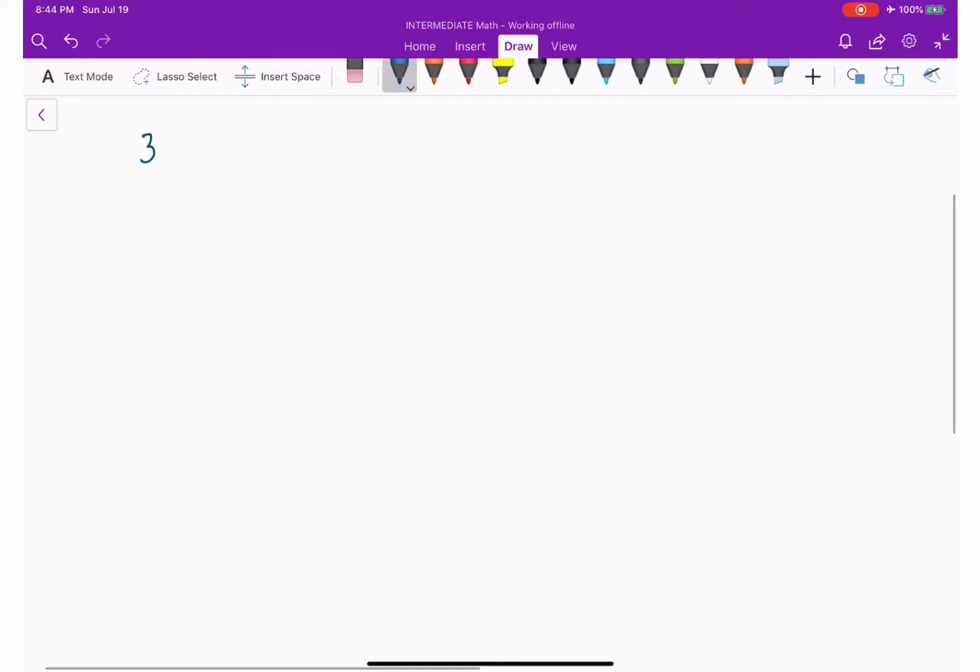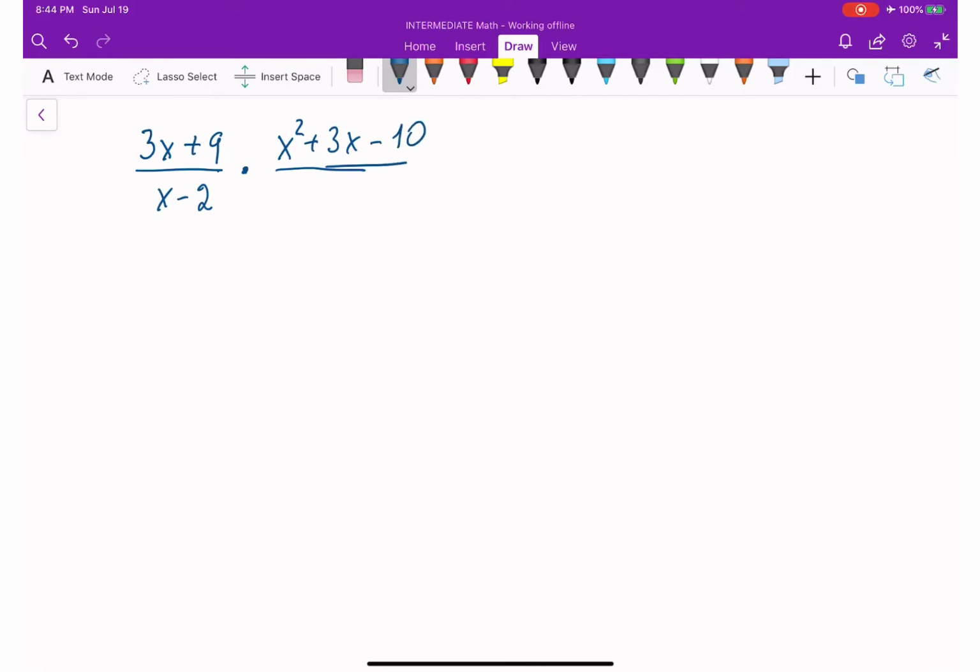So, (3x + 9) over (x - 2) times (x² + 3x - 10) over (x² + 6x + 9).